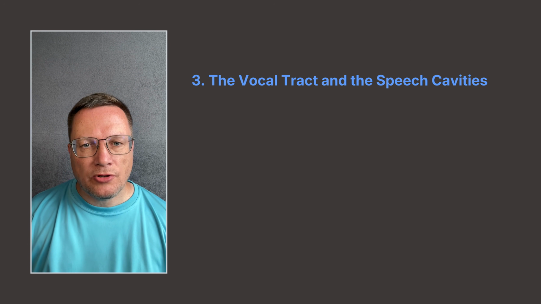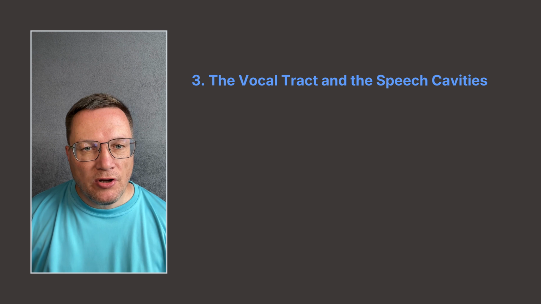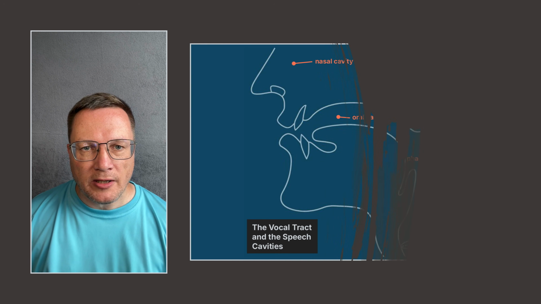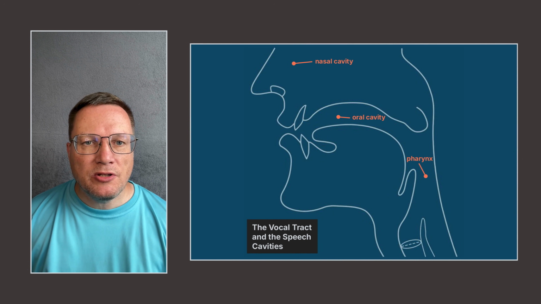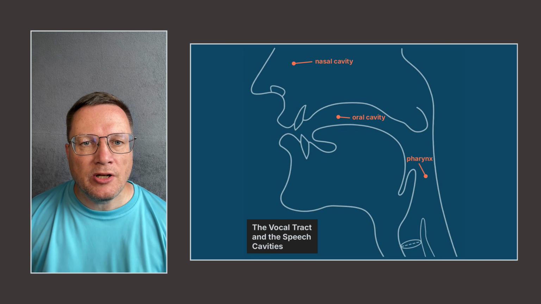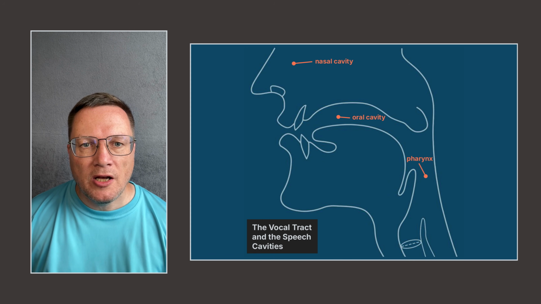3. The vocal tract and the speech cavities. To understand English pronunciation, it is first necessary to become familiar with the vocal tract. Speech begins when air flows from the lungs through the vocal tract. The airflow always passes through the pharynx. It is then directed either through the oral cavity or through the nasal cavity.